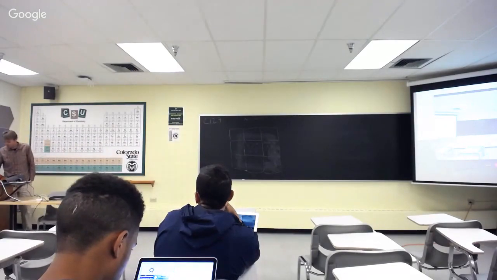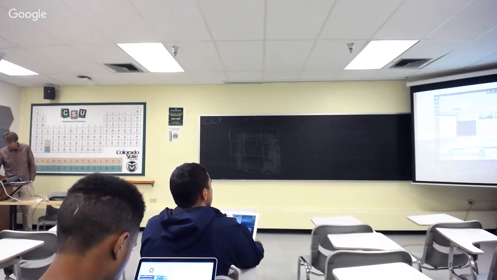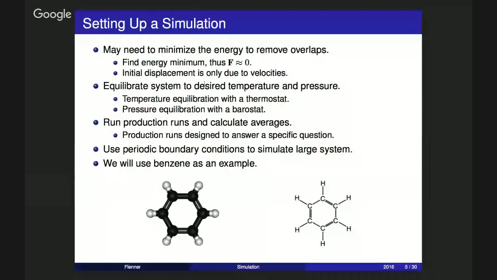So I'll mention a couple things about how to deal with these periodic boundary conditions in calculations later. But that's how we can simulate large systems by using only a small amount of molecules. The simulations I have set up have 200 benzene molecules. And so for these simulations, I'm going to use benzene as an example, since you guys are somewhat familiar with it. It's not the easiest example.